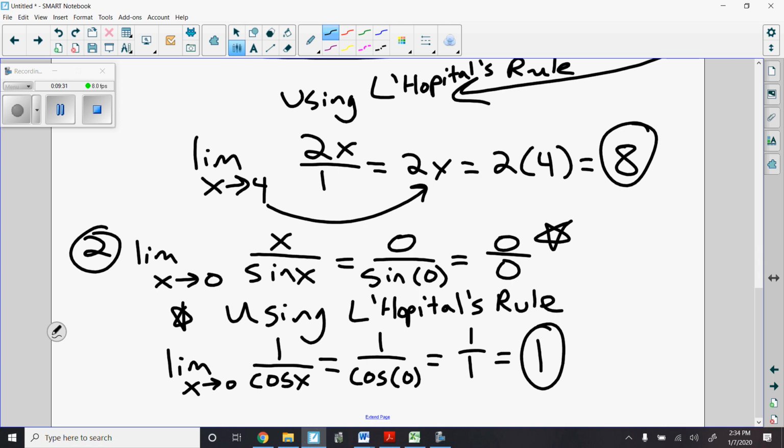But I also want to take a look at some other examples that on the surface kind of look a little messy, or a little bit confusing. But I'll show you how we can use L'Hopital's rule to solve them. Here's example 3.